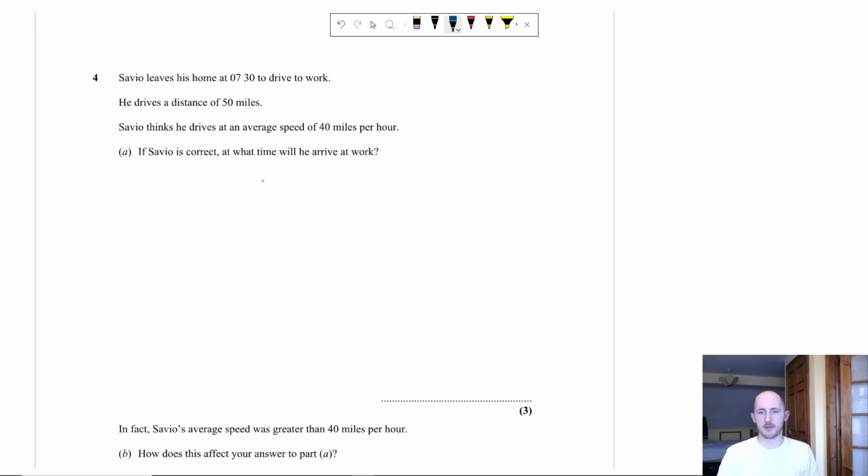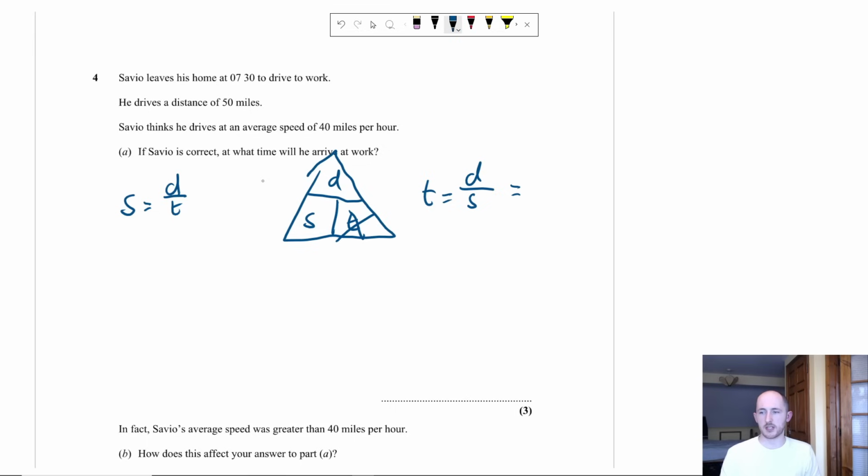So 50 miles. If you remember, speed is equal to distance over time. And if you'd like, you can use this really weird looking triangle: speed, distance and time. Because we want to work out time, we're going to cover up time and do distance divided by speed. So time is equal to distance over speed, which is 50 miles over 40 miles an hour. So 50 over 40, cancel out the zeros, that's 5 over 4, which is 1.2 hours.